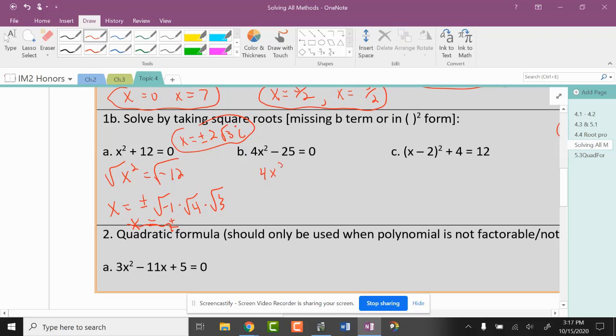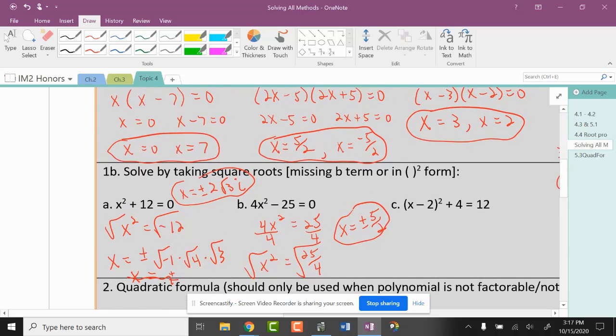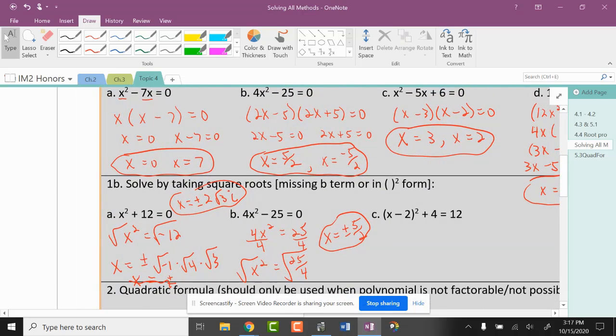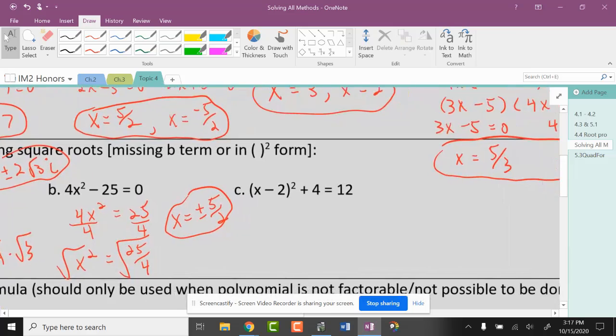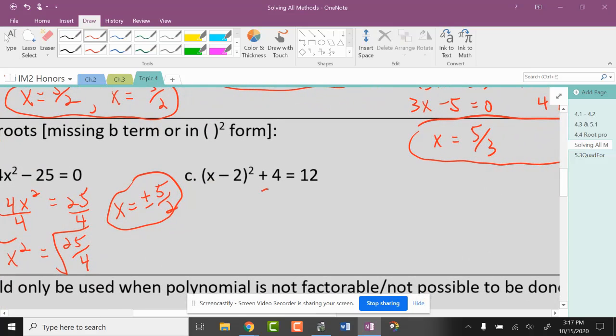You also could have, on a difference of 2 squares, added 25, divided by 4, and then square roots both sides. And lo and behold, as long as you remember the plus minus thing, how do I square root a fraction? It's simple, the numerator and the denominator. Plus or minus 5 over 2. Look at when I solved by factoring a difference of 2 squares. I get the same answers. So it ain't no thing, chicken wings.